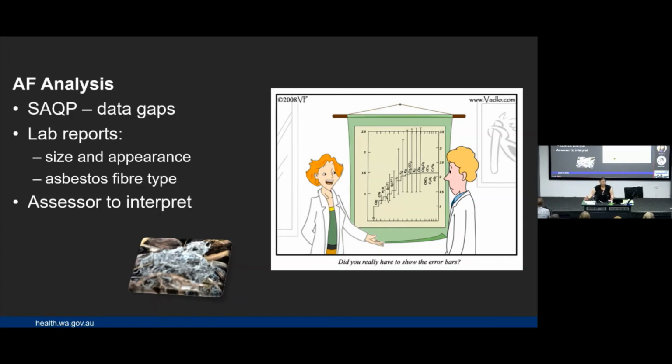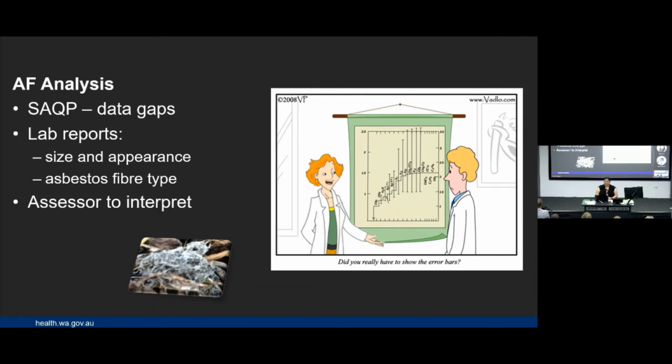The lab report should give you a really good idea of what's in that asbestos fines sample. Sometimes I just see lab reports that have a general description and quantity, but it would be great for assessors at the site to have an idea of the size and appearance of all the bits of debris found within an AF sample, because that informs you about what's in that AF sample and how it might relate to the other information you have about the site, what's happened at the site, and how broken down the material is at that site.